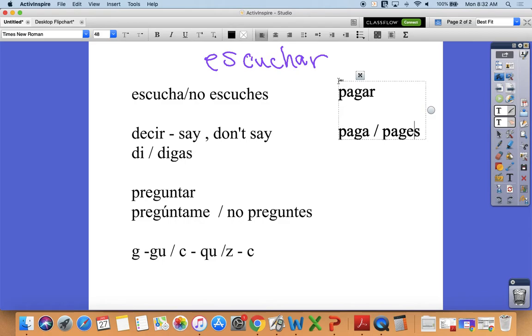We have to make it a car-gar-zar verb. So you might want to add into your notes that car-gar-zar exists with these negative tú commands as well. Okay? We have to maintain the original sound. Pagues. Not too hard for us to understand because we're already used to it in the preterite. So let's keep going here.